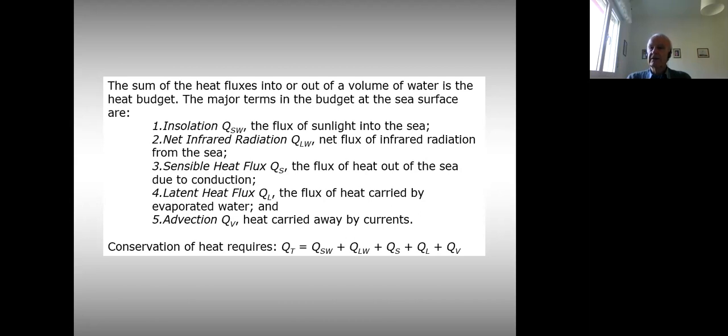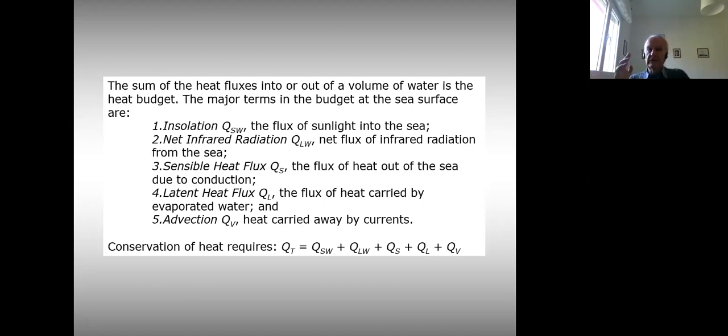So the major terms in the budget at the sea surface are insolation, or the energy that comes from the sun. We have the net infrared radiation, the net flux of infrared radiation from the sea, which is proportional to the sea temperature. Sensible heat flux is the flux out of the sea due to conduction. So simply contact between the atmosphere and the ocean determines the sensible heat flux, or the difference between the temperature of the atmosphere and the ocean. Then we have the latent heat flux, the flux of heat carried by evaporated water, because water evaporation contributes to the loss of heat from the sea surface. And finally, we have advection, heat carried away by currents.